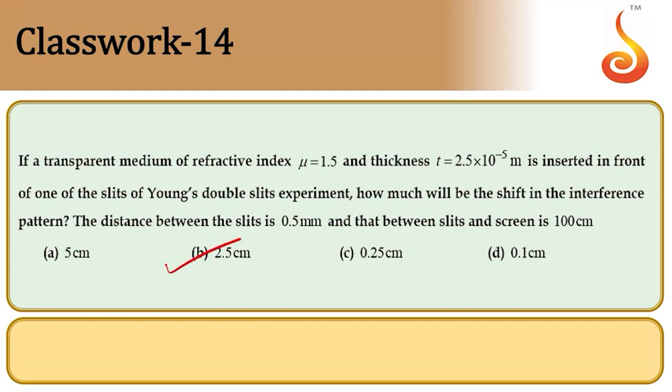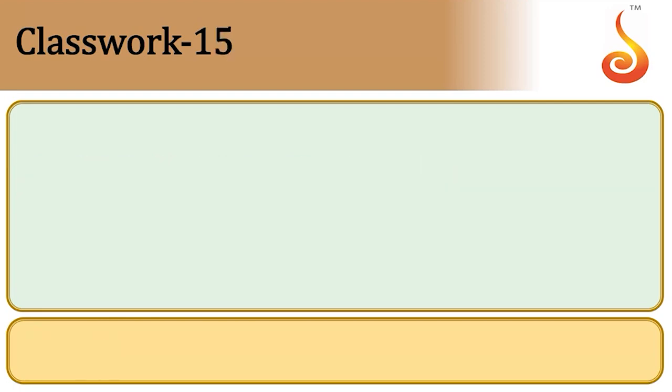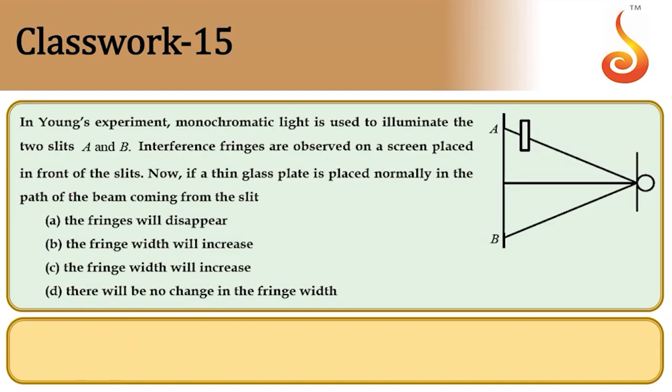Example 15. In Young's experiment, monochromatic light is used to illuminate the two slits A and B. Interference fringes are observed on a screen placed in front of the slits. Now, if a thin glass plate is placed normally in the path of the beam coming from the slit, what happens? The fringes will disappear, the fringe width will change, the fringe width will increase.